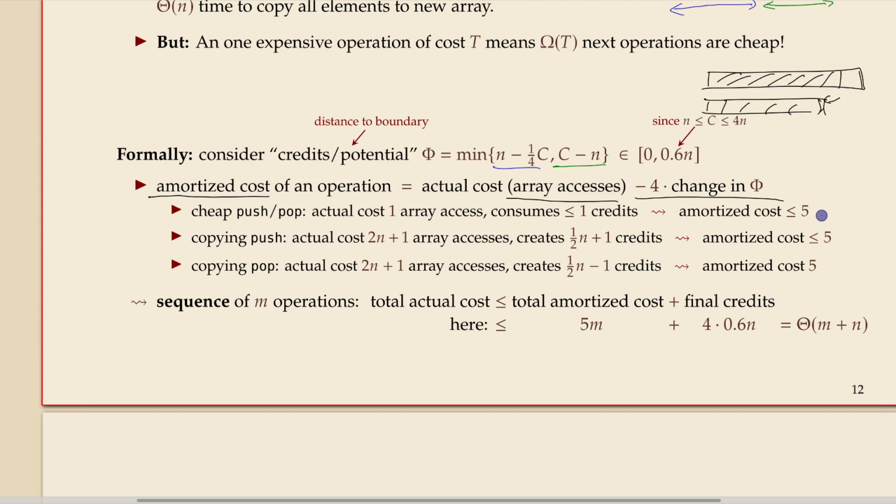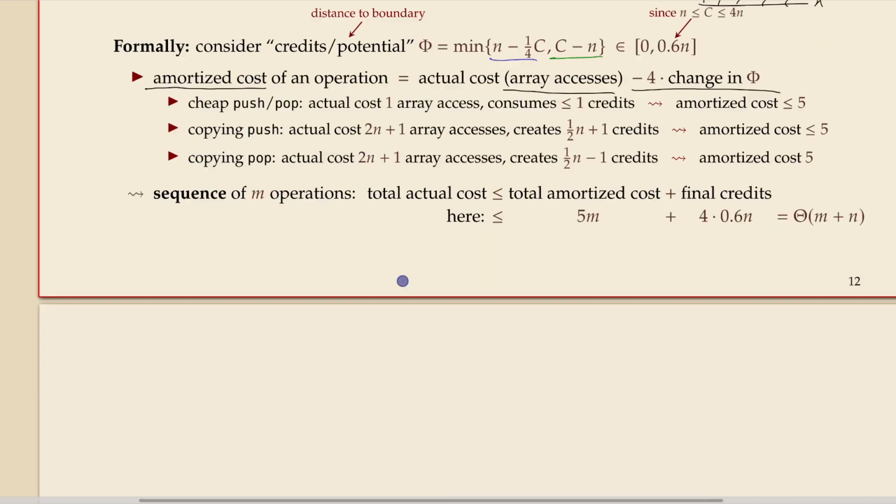That's the first option. What can also happen is we have a push, and we have to double the array size. Then the actual cost is 2n plus 1. So you can work this out. If you allocate the new array of size 2n, you have to copy n elements, but then you have to read and write them. So that's each n accesses. And you still have to do the actual push you wanted to do. That's the plus 1. So the actual cost is a lot. But if this happens, I claim that it creates a lot of credits. Now, how does that work?